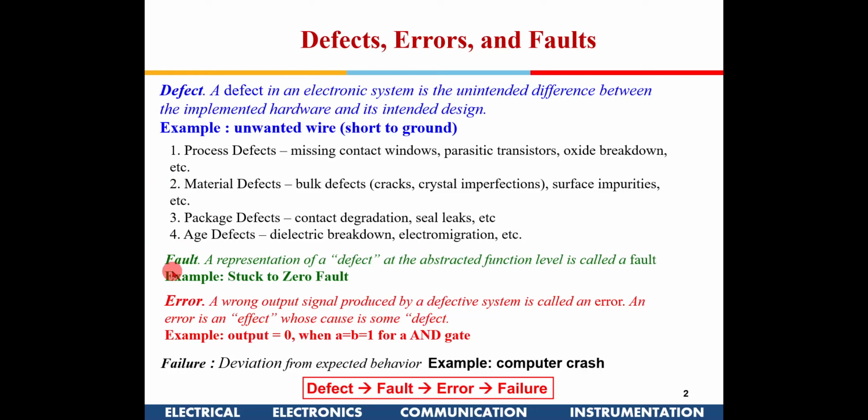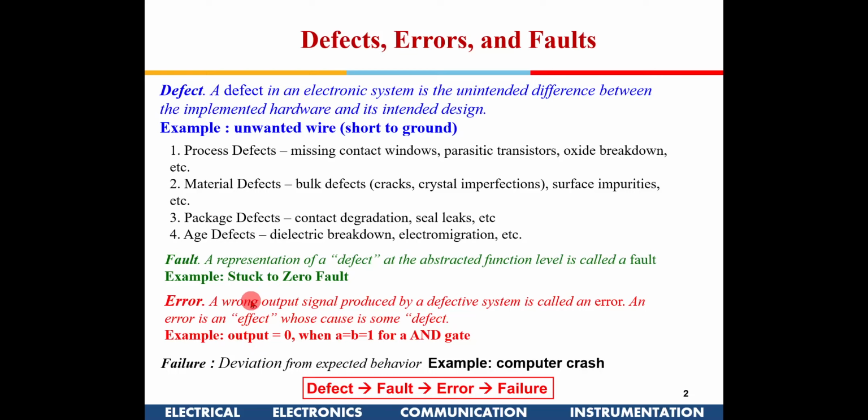You give some test vectors and find out if there is a fault in the circuit. That is pretty easy. So a defect results in a fault, and we generally look at whether the circuit has a fault or not. Then an error is, a defect will cause an error in the output signal. Suppose for an AND gate, A is equal to 1, B is equal to 1, the output is supposed to be 1, but you get a 0. That means there is an error in the circuit.